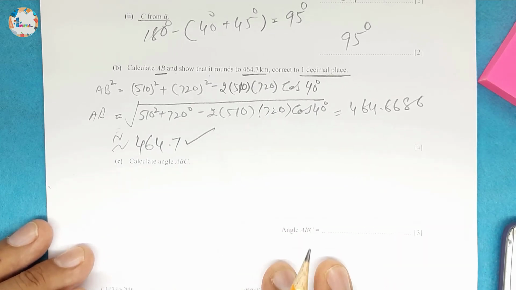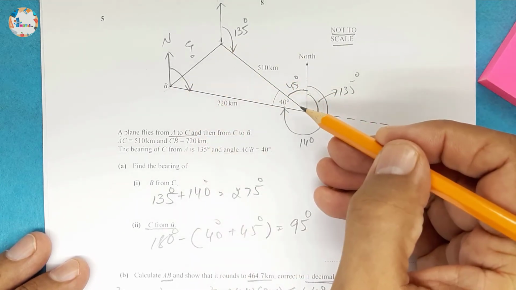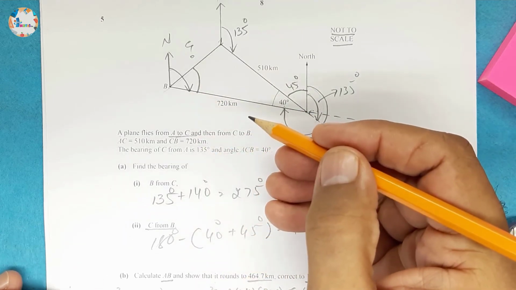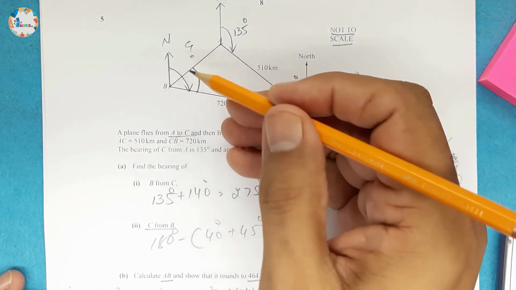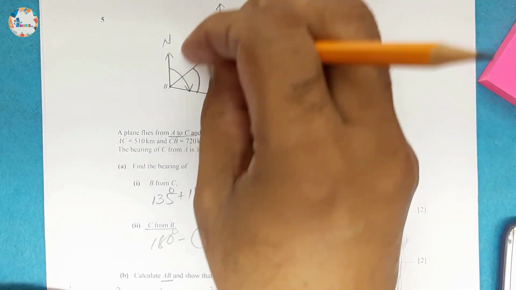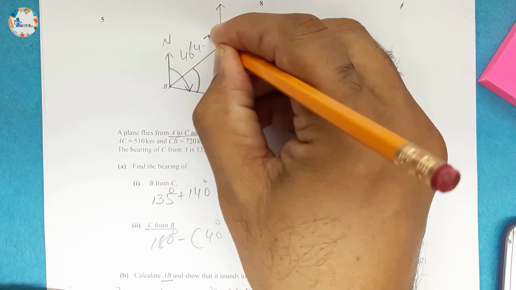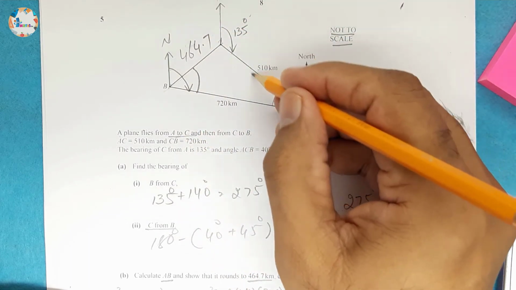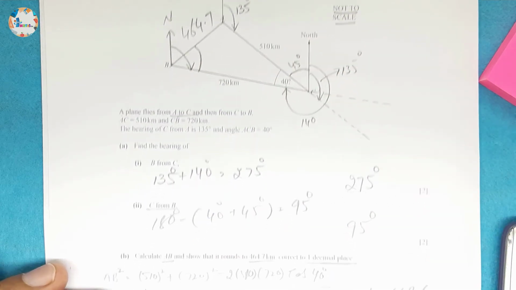Calculate angle ABC. This angle is basically required for this one. Now we have this side we have just calculated, 464.7, and the opposite angle also we have, this side we have, and we have to find this angle. So we'll apply the sine rule.